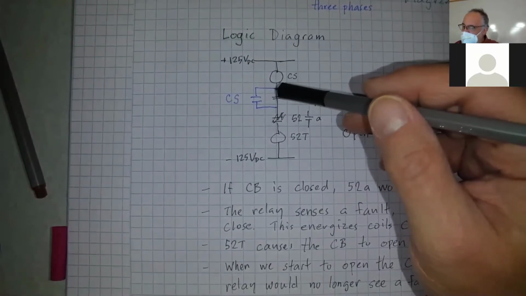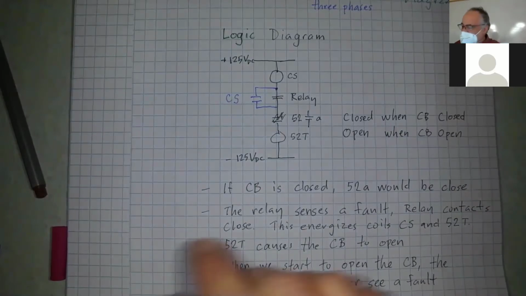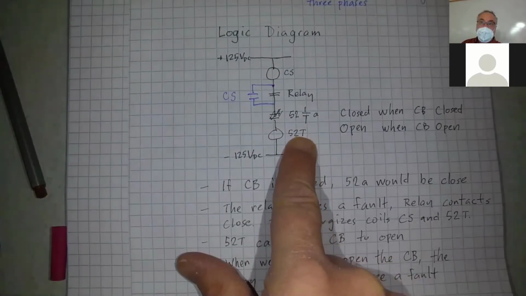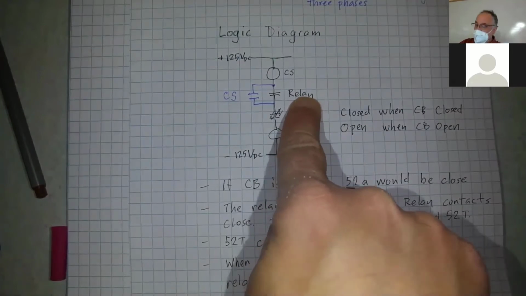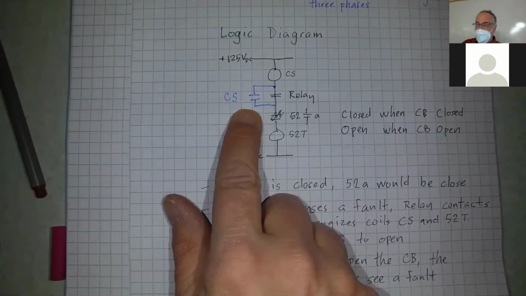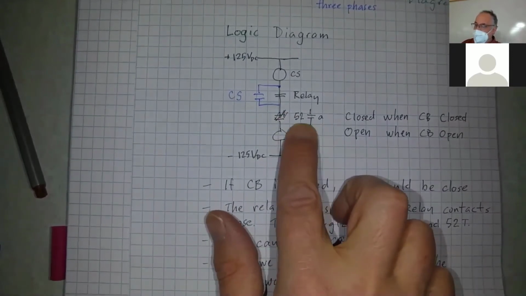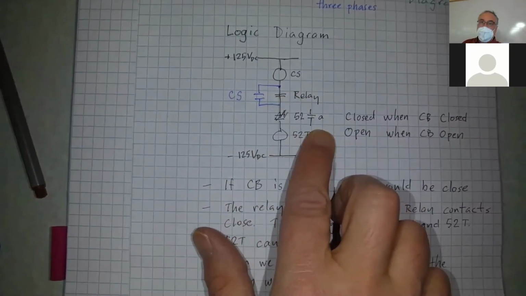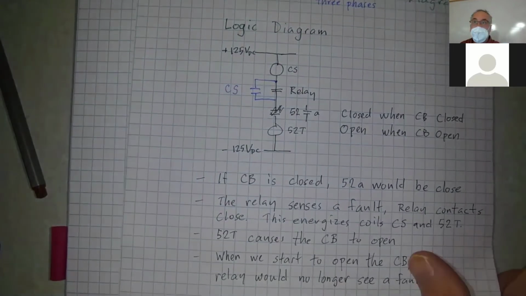But the instant that it starts to open, there's going to be an arc, but that arc is going to have high resistance. So the current will go down, right? And that might not be enough to keep this thing closed. So to keep it closed for the whole process, we put this coil in parallel with the relay coil. So the only thing that will cause this circuit to open once the relay closes is 52A. Okay?